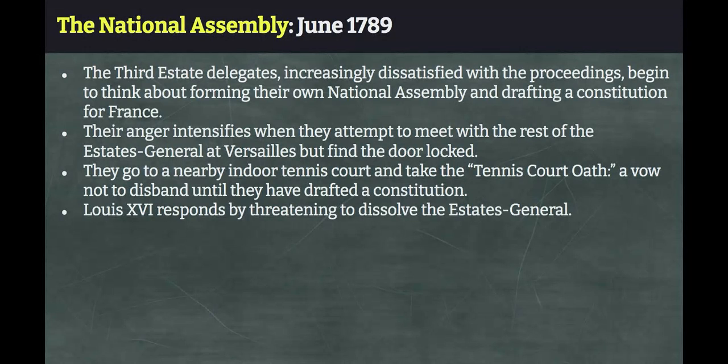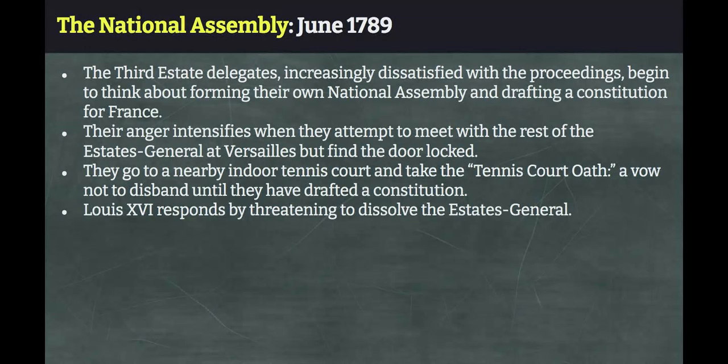Their anger only intensifies when on one day they attempt to meet with the rest of the Estates General at Versailles, but they find that the door is locked. So they show up one morning, they try to get inside, the door is locked, and they're like, hey, this is ridiculous. This is even more unfair. They want to literally, physically shut the Third Estate out of proceedings. They literally don't want us to be here, right?